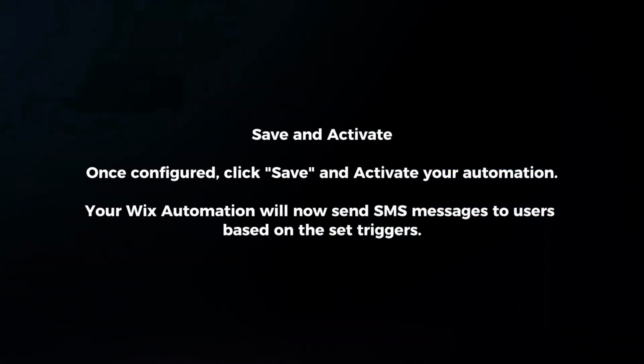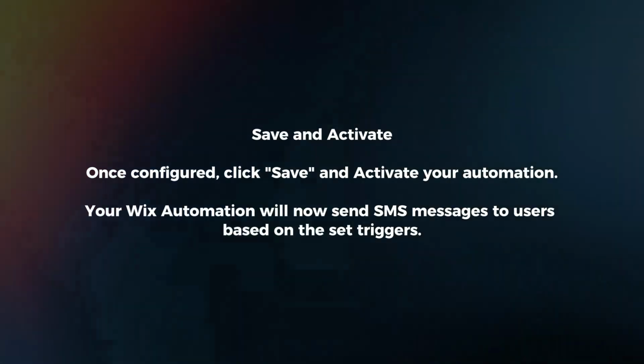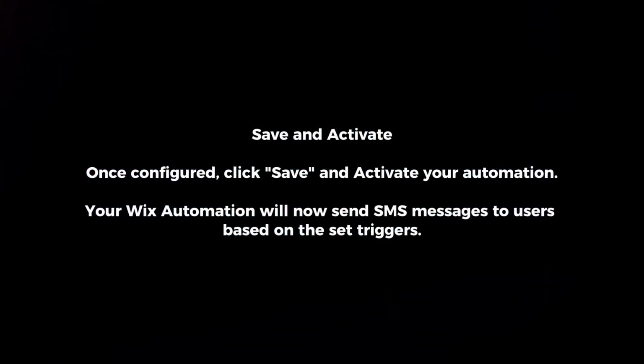Save and activate. Once configured, click Save and activate your automation. Your Wix automation will now send SMS messages to users based on the set triggers.